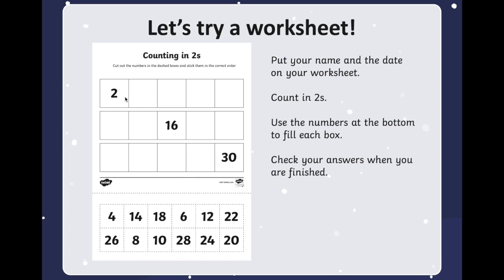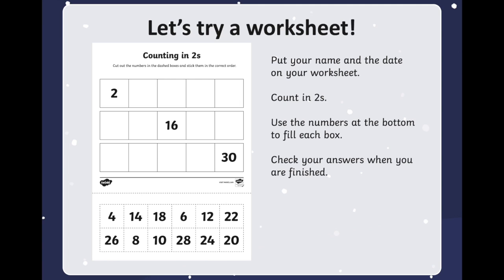Let's start at 2. Let's count 2 more. 4. So we will put 4 here. After 4 comes 6. Well done. We will put 6 here. After 6 comes 8. 2, 4, 6, 8. Let's add 2 more and make 10. So on your paper now, you should have 2, 4, 6, 8, 10.